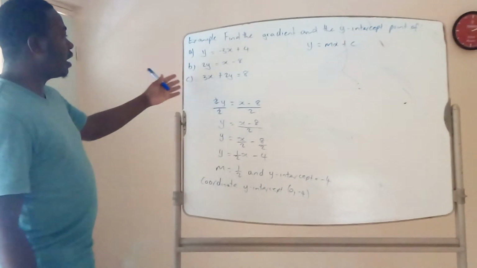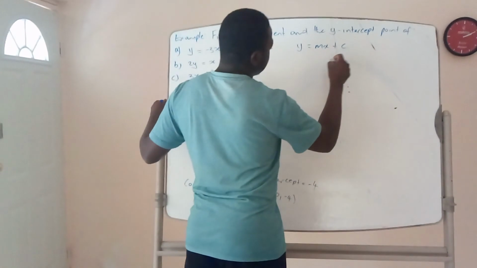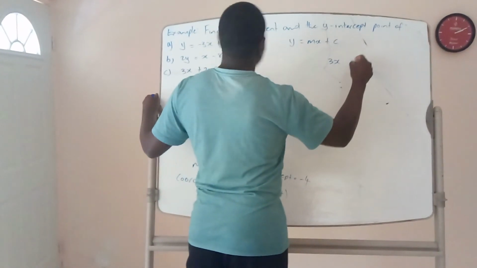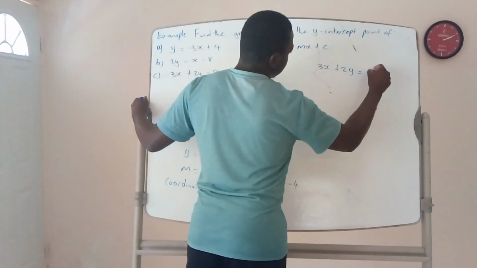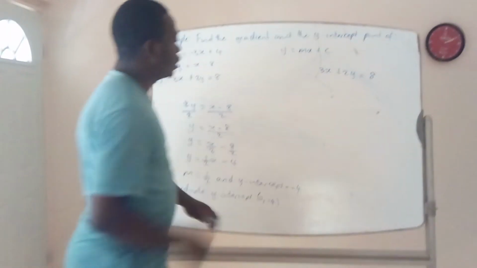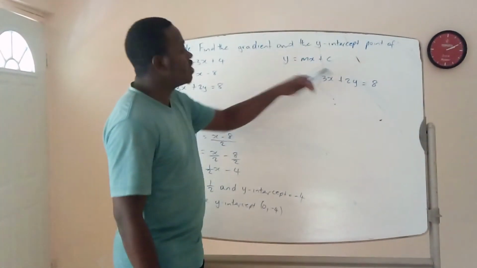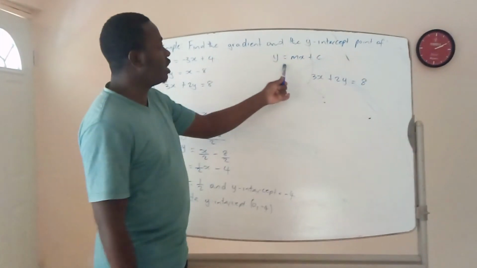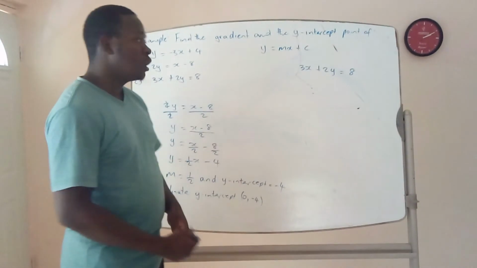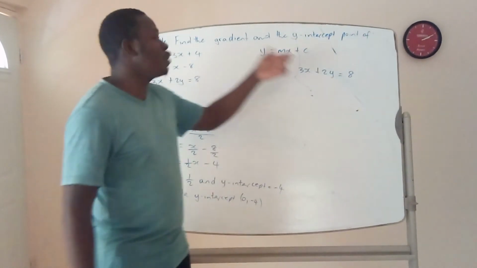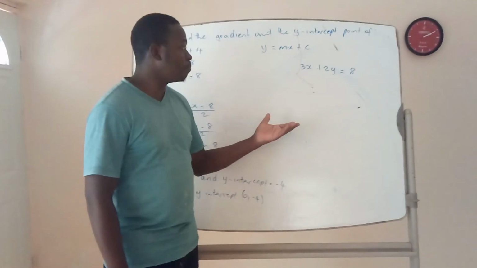Now, moving on to part C. Now, part C, the equation given was 3x plus 2y equal 8. Right? 3x plus 2y equal 8. Now this equation is not in the general form, which is y equal mx plus c. So what should we do? Again, our objective is to rewrite this equation in the form y equal mx plus c.